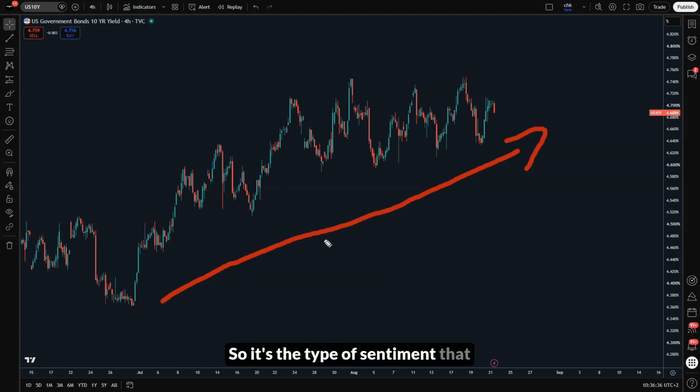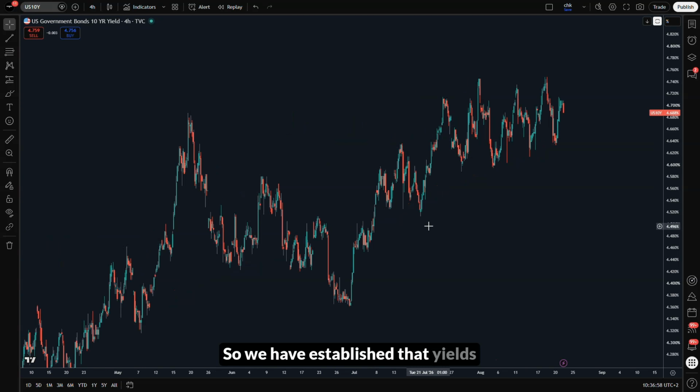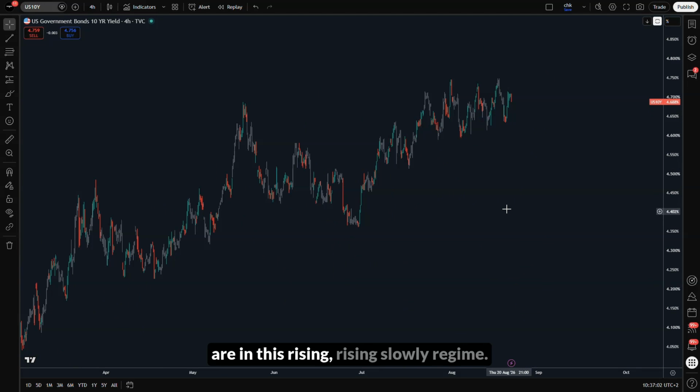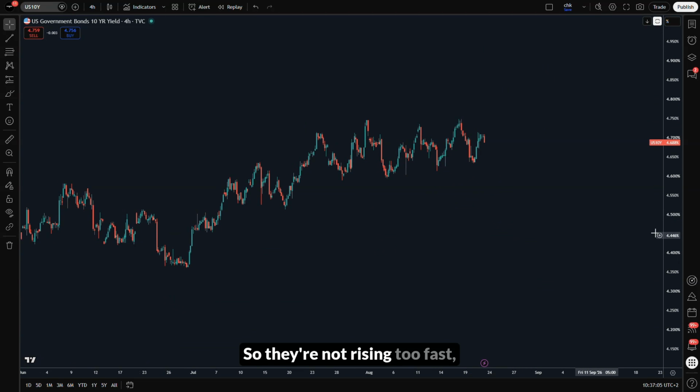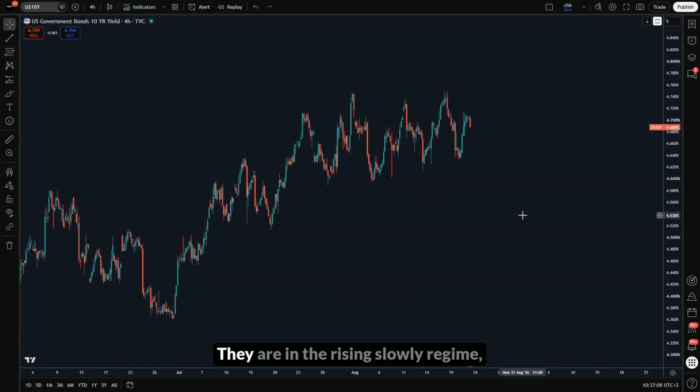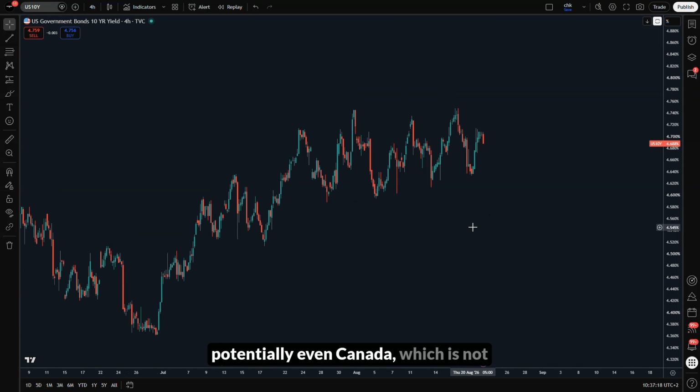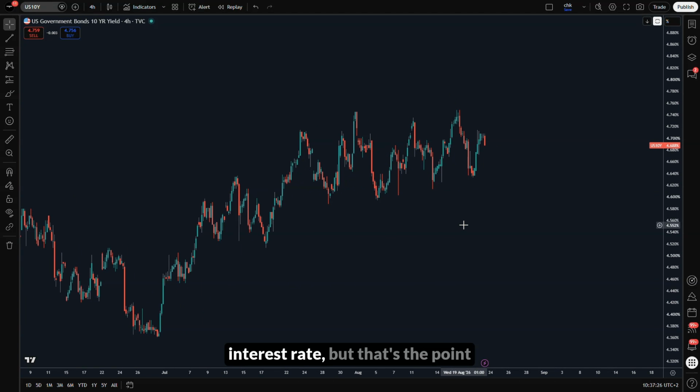So it's the type of sentiment that supports potentially high beta currencies against low beta currencies. The type of regime that supports policy divergences. So we have established that yields are in this rising slowly regime. So they're not rising too fast, they're not falling too fast, they are in the rising slowly regime. The kind of regime that supports shorting a low interest currency like the Swiss franc against a high interest currency like Australia or potentially even Canada, which is not really exactly a high interest currency. Australia has the highest interest rate, but that's the point.